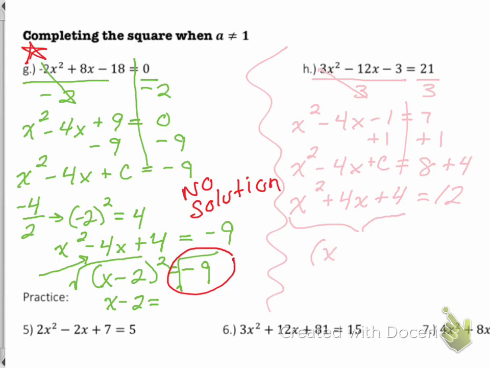Oh, I just realized I made a little mistake. I'm trying to do this without erasing the whole problem here. I didn't mean to put plus, it should be minus. So I now have (x minus 2) squared is equal to 12.